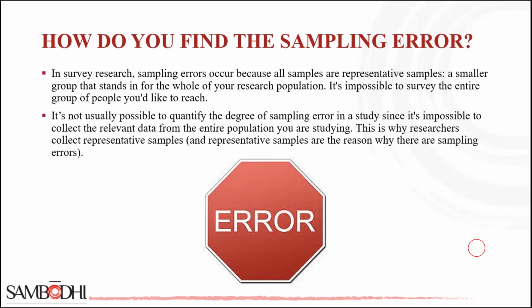Sample frame error occurs when a sample is selected from the wrong population data. Lastly, non-response error occurs when a useful response is not obtained from the survey. It may happen due to the inability to contact a potential respondent or their refusal to respond.